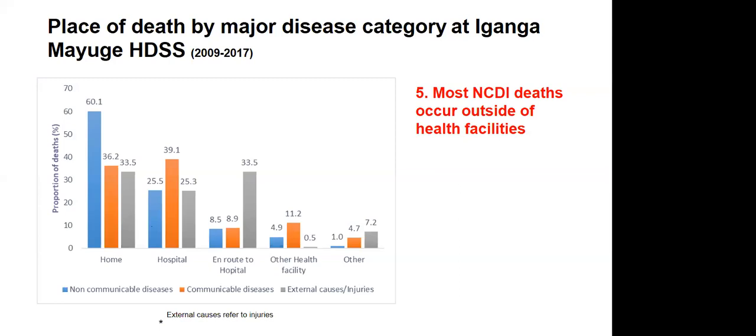We also found that the majority of the NCD deaths occurred outside the health facility. You can see from this chart, NCDs, communicable diseases, and then the injuries. Of course, it's not surprising that most of the NCD deaths occurred at home. One could be because they are chronic illnesses, and the deaths for injuries were noted to occur en route to hospital. You can see that injuries had the highest number en route. Maybe it's also because usually it's from accidents and people are en route to facilities or dying on arrival.